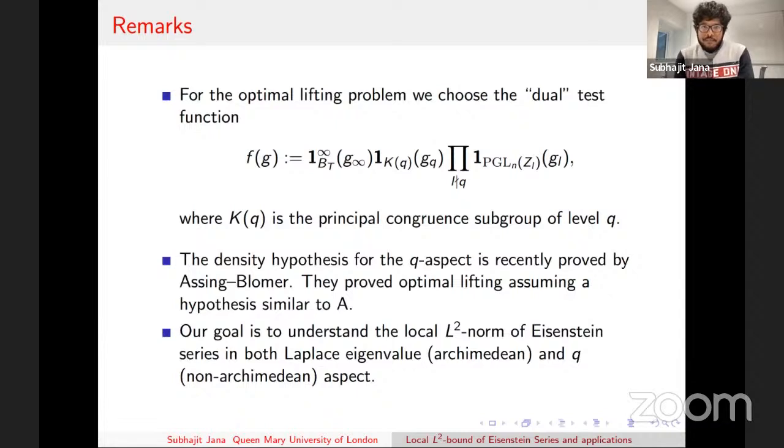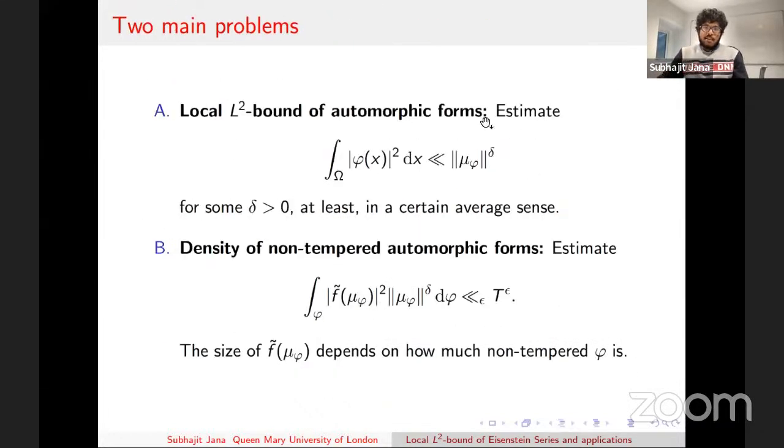Okay. So the density hypothesis, the corresponding density hypothesis in the quadratic aspect, or Q aspect, was recently proved by Assing and Blomer. A similar sort of problem in the quadratic aspect, meaning when f is chosen to be the characteristic function of the principal congruence subgroup of K_Q.